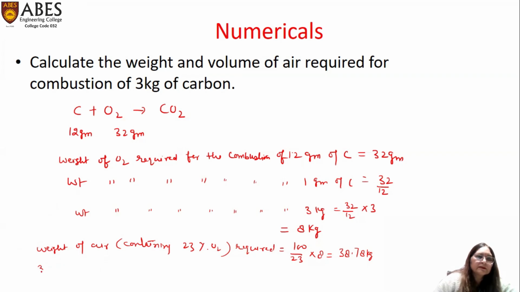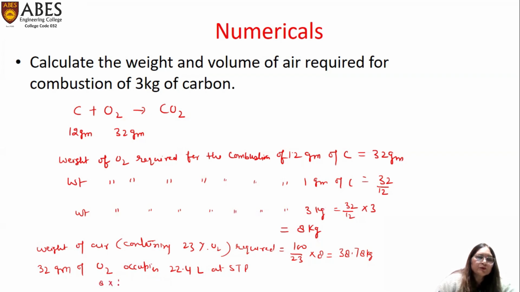Now 32 gram of oxygen occupies 22.4 liter at STP. 32 gram of oxygen occupy 22.4 liter at STP.